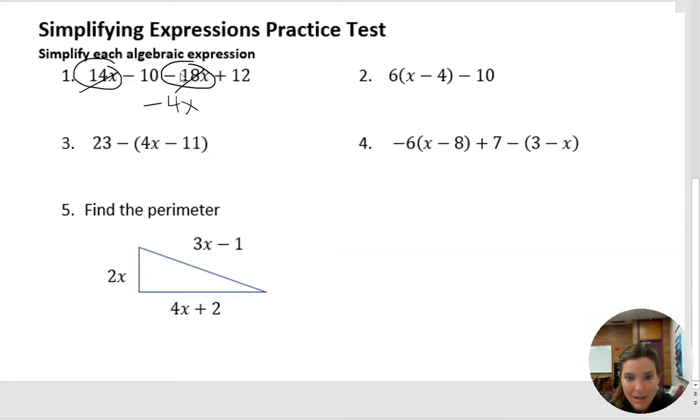Okay. And then we also have a subtraction sign in front of this 10 and an addition sign in front of the 12. So that means we are combining a negative 10 with a positive 12, which is a positive 2.